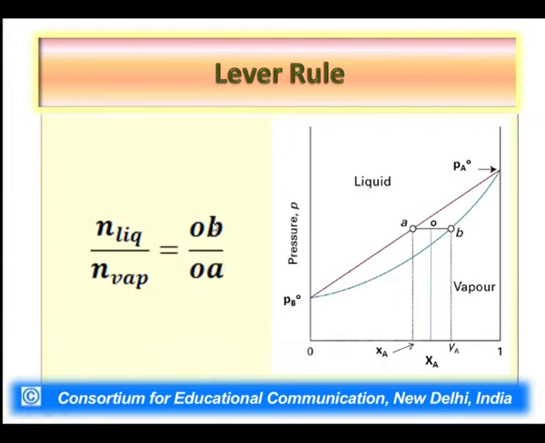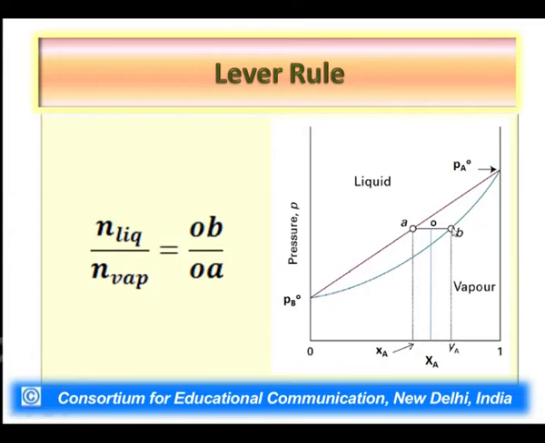In other words, if we take the ratio and cancel the proportionality constant, we arrive at this relationship: the ratio of the number of moles of liquid phase to that of vapor phase is equal to the ratio of the lengths of line segments OB and OA. But the point is, what are OB and OA? How can we evaluate them? It is important to note from the phase diagram.